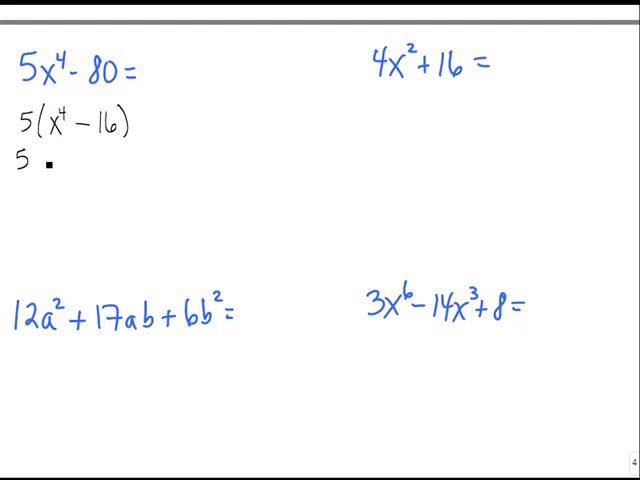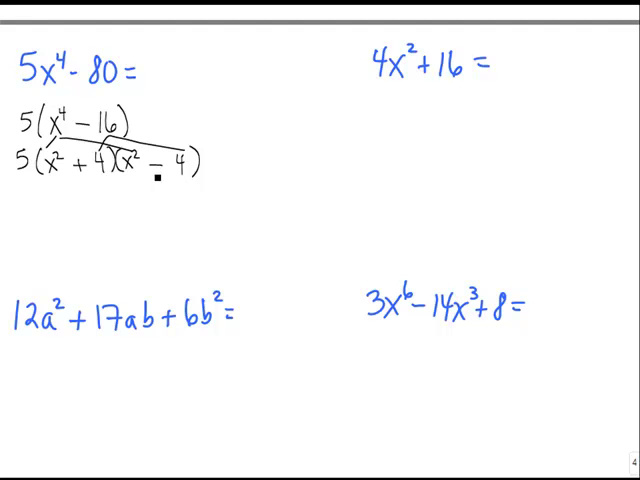Recopy the 5, put down your 2 sets of parentheses. I'm going to take square roots. So the square root of x to the 4th is x squared. I need both of those in the front. And the square root of 16 is 4. I need both of those in the back. One of these is plus, and one of these is minus.